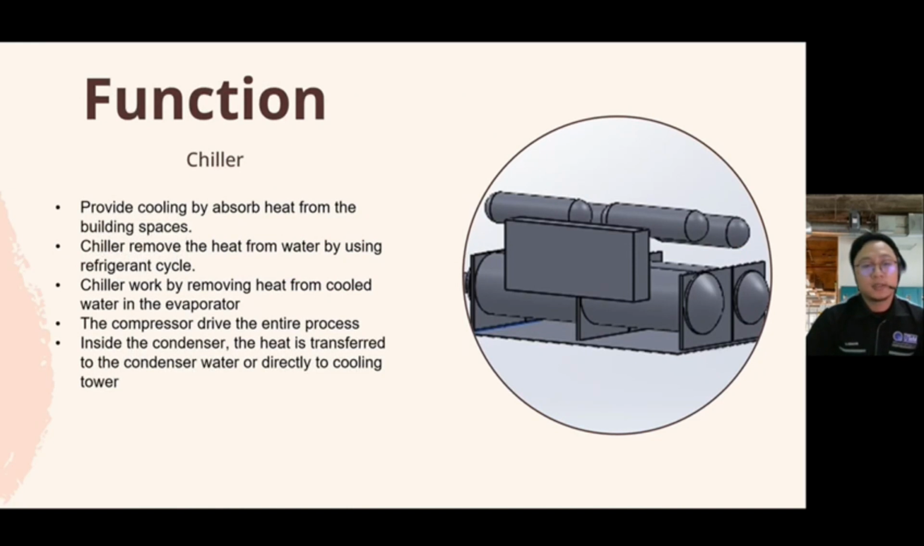Okay, so here is the function of the water cooled chiller. First, the function of the water cooled chiller is to provide cooling by absorbing heat from the building spaces. Next, the chiller removes heat from water by using a refrigerant cycle. Third, the chiller works by removing heat from chilled water in the evaporator. Fourth, the compressor drives the entire process. And lastly, inside the condenser, the heat is transferred to the condenser water or directly to the cooling tower.